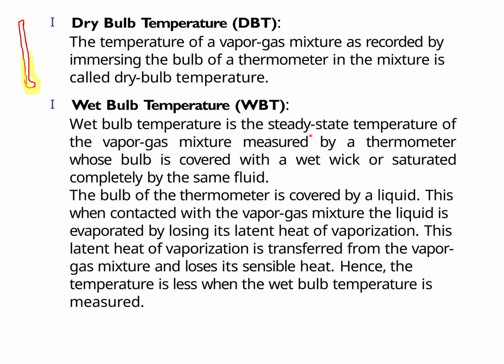Wet bulb temperature is the steady state temperature of the vapor-gas mixture measured by a thermometer whose bulb is covered with a wet wick or saturated completely by the same fluid. The bulb of the thermometer is covered by a liquid. When contacted with the vapor-gas mixture, the liquid is evaporated by losing its latent heat of vaporization. This latent heat of vaporization is taken from the vapor-gas mixture, which loses its sensible heat, and that is why its temperature is lower than the dry bulb temperature. Hence, the temperature is less when the wet bulb temperature is measured.